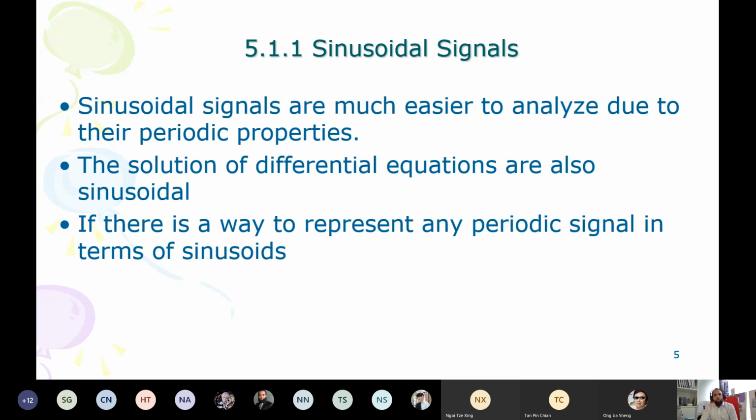As I mentioned previously, not all periodic signals are easy to analyze, but if it is possible to represent any periodic signal in terms of sinusoids, it will be handy to use the properties that these sinusoids have. So the way is Fourier series. Fourier series is a way to represent any periodic signal in terms of sinusoids. It's like breaking down any periodic signal into smaller components of those sinusoids, and we need not just one or two, we need many of them to compose that particular signal.